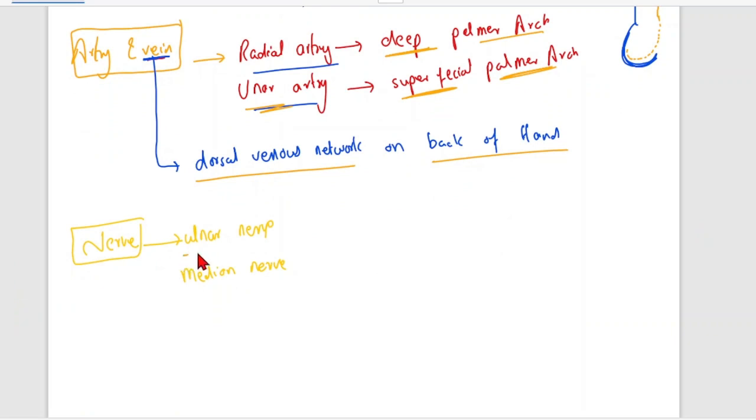Now about the nerves, one is the ulnar nerve, another is the median nerve. Most of the muscles are supplied by the ulnar nerve and some of them are supplied by the median nerve.